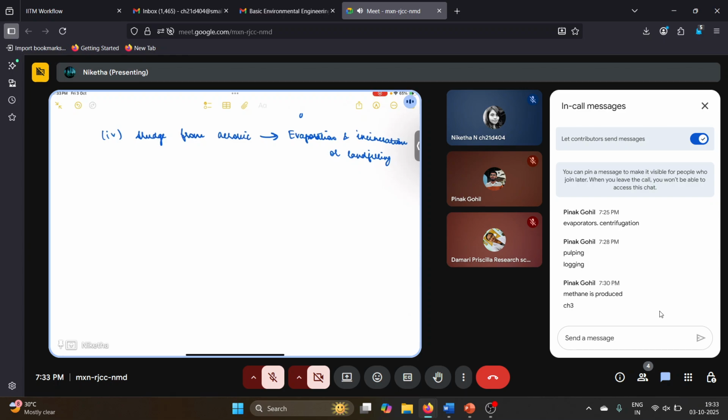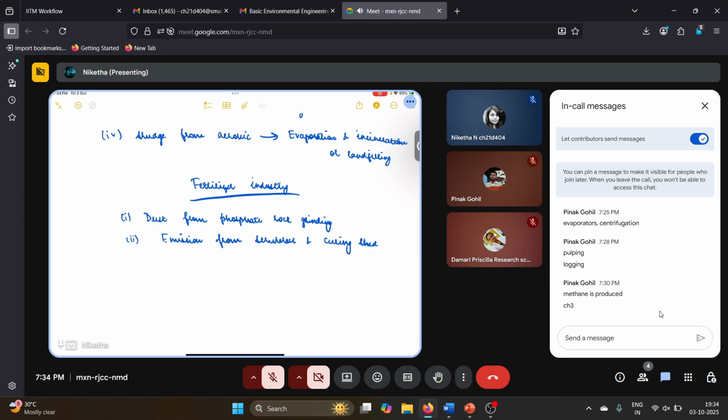So then, coming to fertilizer industry. So the waste generated comes from the dust from phosphate rock grinding, and then emission from scrubber and curing shed. And effluent from the scrubber.